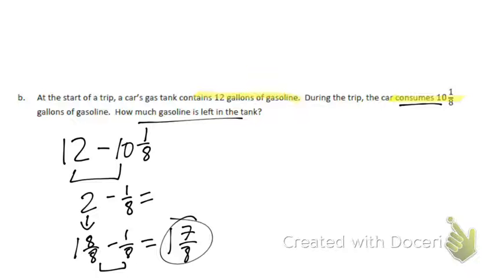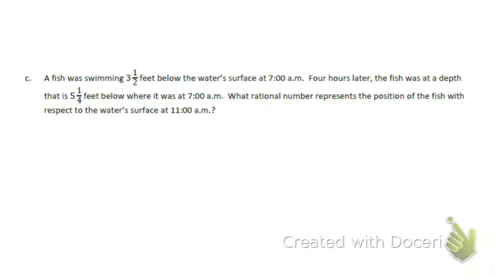Alright, let's look over at C. Question C says, a fish was swimming 3.5 feet below the water surface at 7 a.m., right? 4 hours later, the fish was at a depth that is 5 1/4 below where it was at 7 a.m. So it was down in the water, and then it went down further. It says, what rational number represents the position of the fish at 11 a.m.? So first, it's 3.5 feet below the water. So if it's below the water, it's going to be negative 3.5.